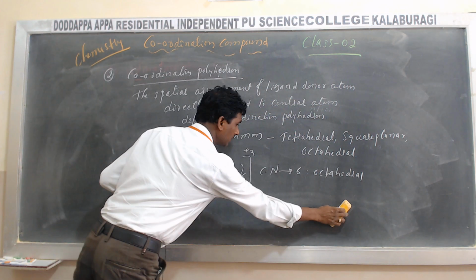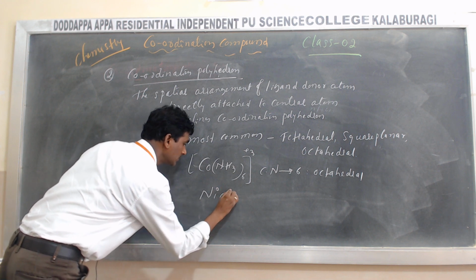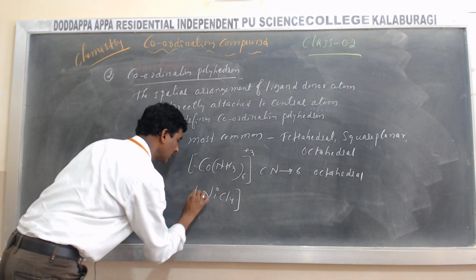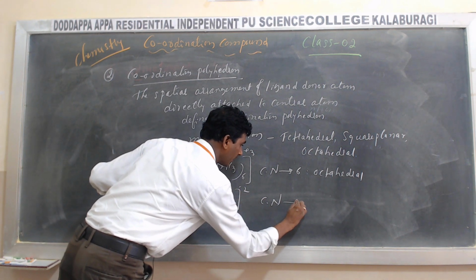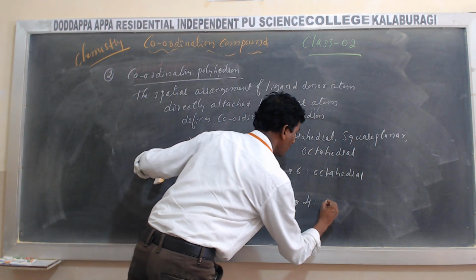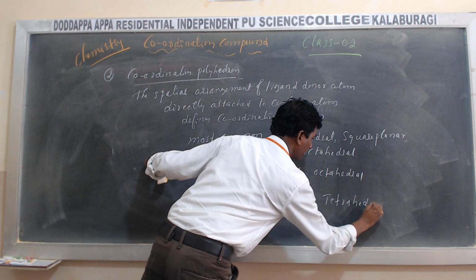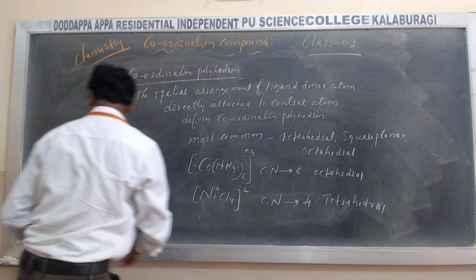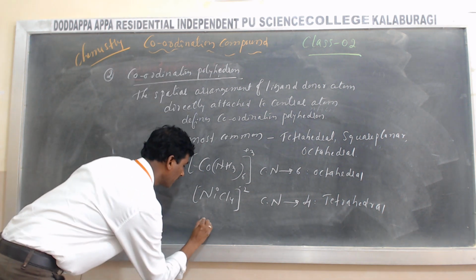And the next example I can take is [NiCl4]2-. So what is the Cn? Cn means coordination number. The coordination number is 4, but the coordination polyhedron is tetrahedral.